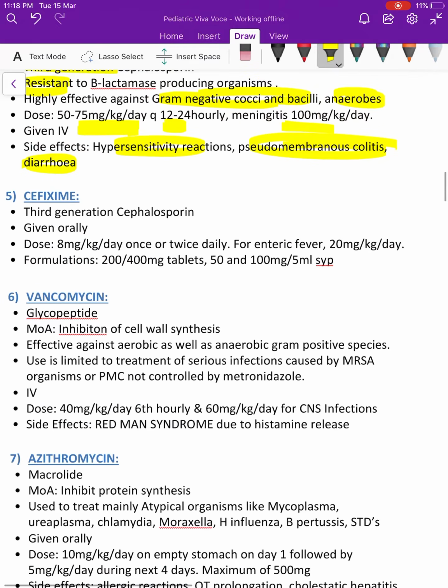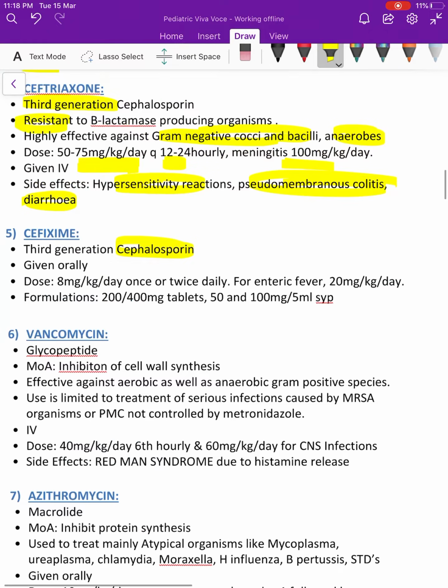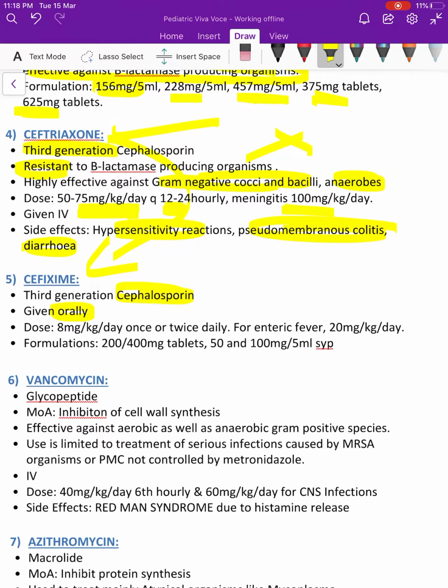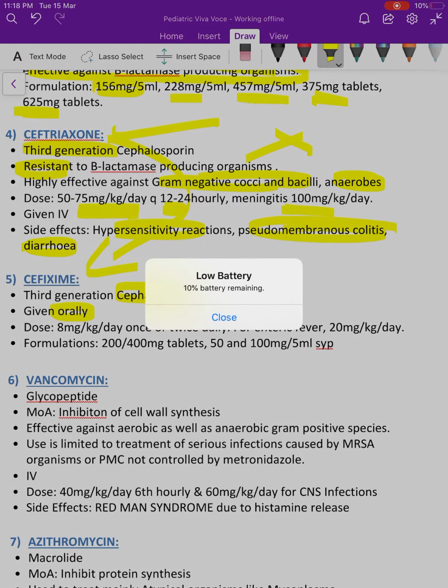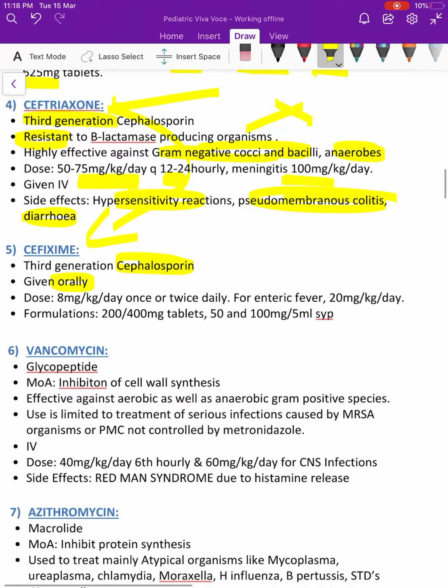This is also a third generation cephalosporin, and this can be given orally. Since ceftriaxone is available only as an IV formulation and no oral formulation is available, in general, if an oral formulation is required, we use Cefixime. This is again one more important question that they'll ask in Viva. Okay, ceftriaxone is not available as an oral medication. It is usually given IV. Now Cefixime is given orally.